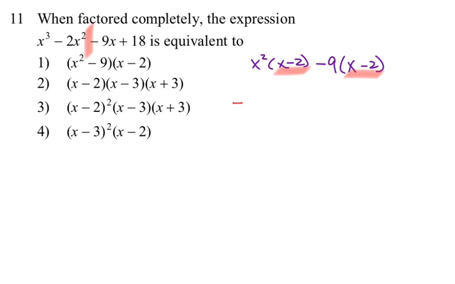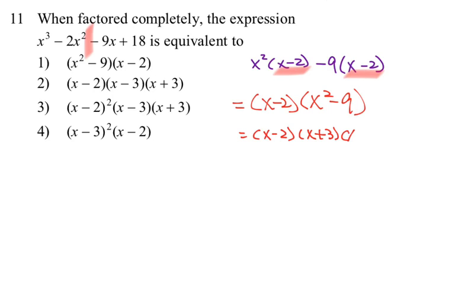And you can see that x minus 2 is common here. So then we end up getting x minus 2, and the remaining is x squared minus 9. But that's not done yet. Because x squared minus 9 can be factored into x plus 3 and x minus 3. So choice 2 becomes the answer.